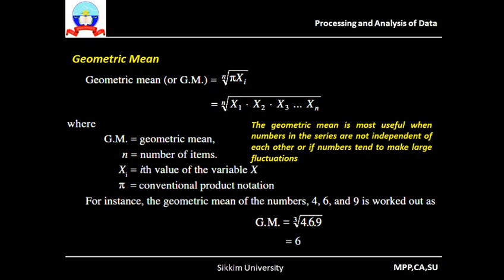Geometric mean is the most useful in situations when the numbers in the series are not independent of each other, or if the numbers tend to make large fluctuation. So here geometric mean is represented as the nth root of the product of all the data points. I've given an example as well. Here we have data points 4, 6 and 9. So we find the third root of the product of 4, 6 and 9. So this is the way geometric mean works.